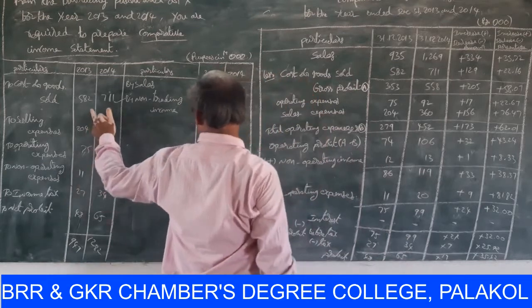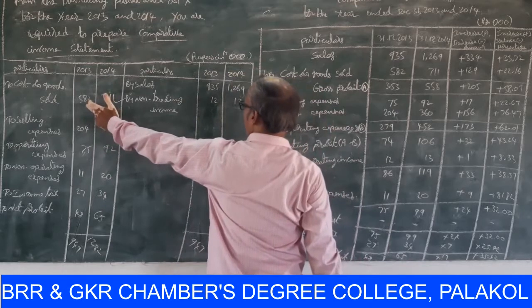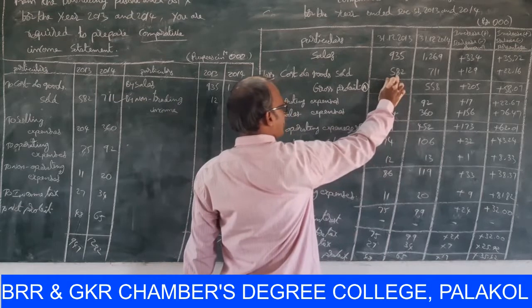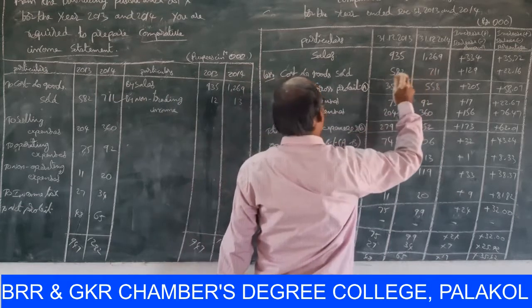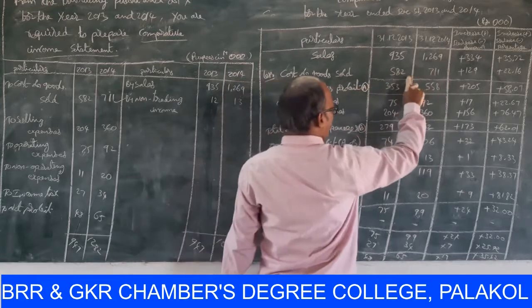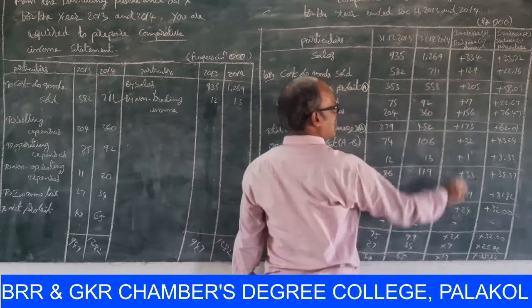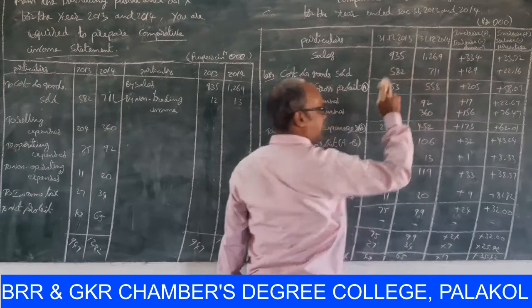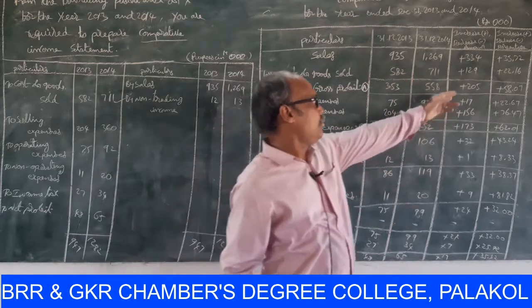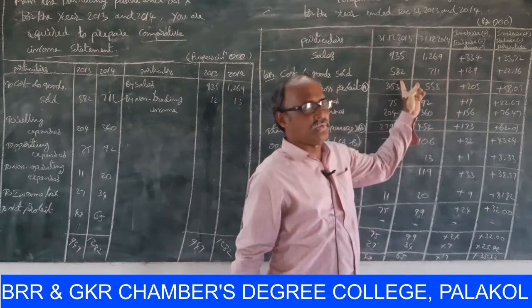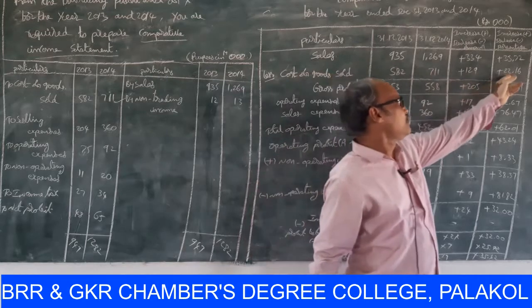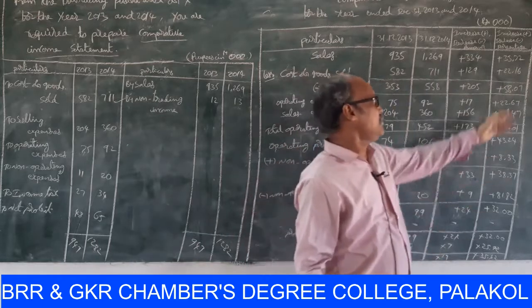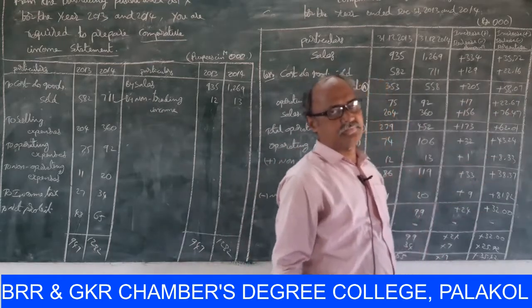Next one, cost of goods sold. What is the value of cost of goods sold here? Look at this: 582 in the previous year, 711 in the present year. Increasing amount, that's why I have indicated plus here. 711 minus 582 is 129. 129 by 582 into 100 is 22.16%. So the cost of goods sold increased by plus 22.16.